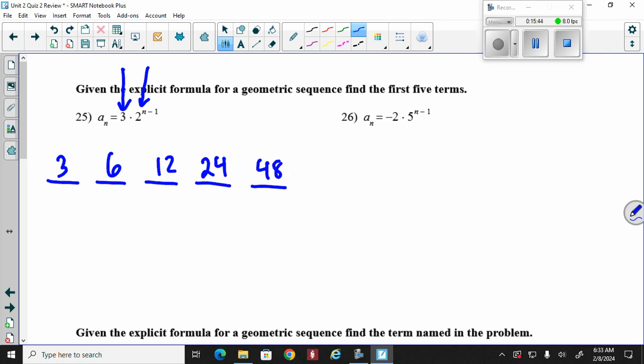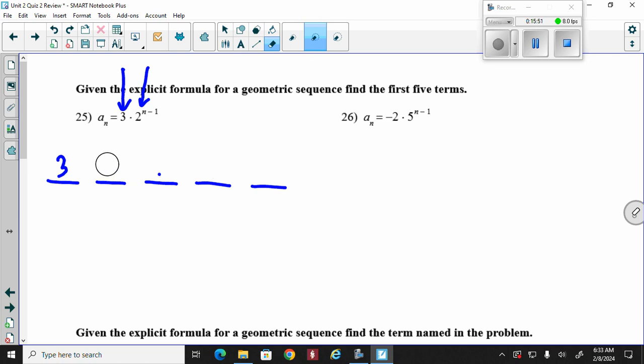All right. Now, just in case you might have forgotten that, I've said this before in class, and that is, let's say you forget how the geometric sequence is set up.